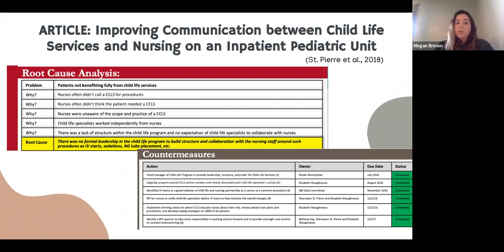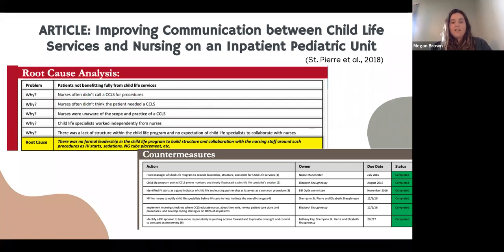So they came down to the root cause, which was no formal leadership in the child life program, and that lack of education with the nurses. So they came up with some countermeasures of what they could do to combat this issue in their unit. A child life program manager was hired. They had more contact information for the child life specialists. They really focused on making sure they were called for IV starts, and they had morning check-ins.